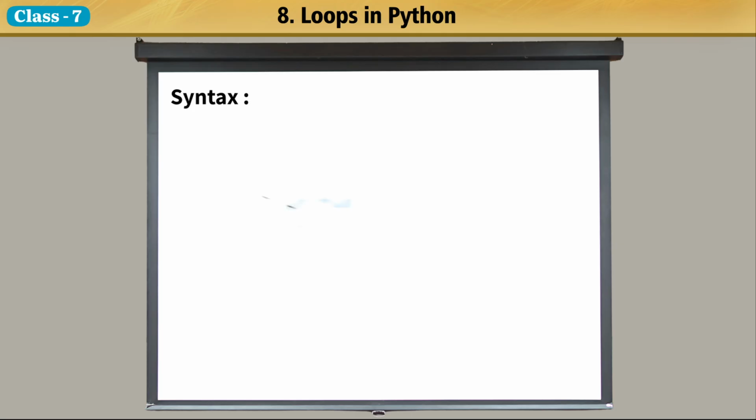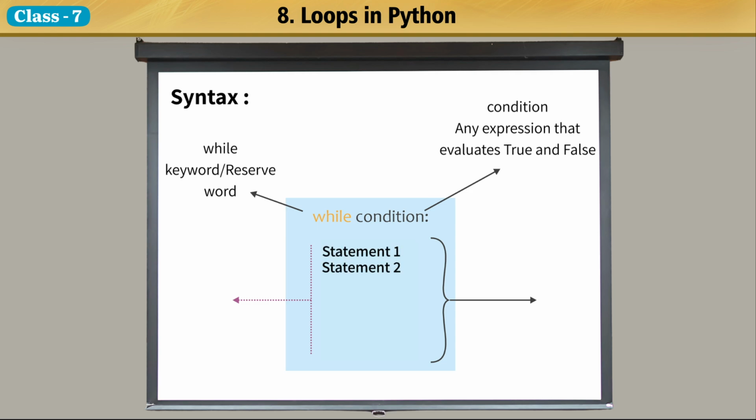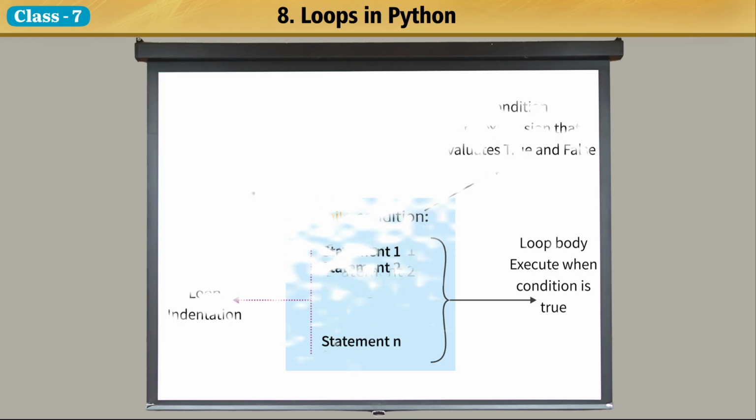Syntax. while condition. While is a keyword, a reserved word. Condition is any expression that evaluates to true or false. Statement 1, statement 2, up to statement 10 are the loop body, with indentation. The loop body executes when the condition is true.